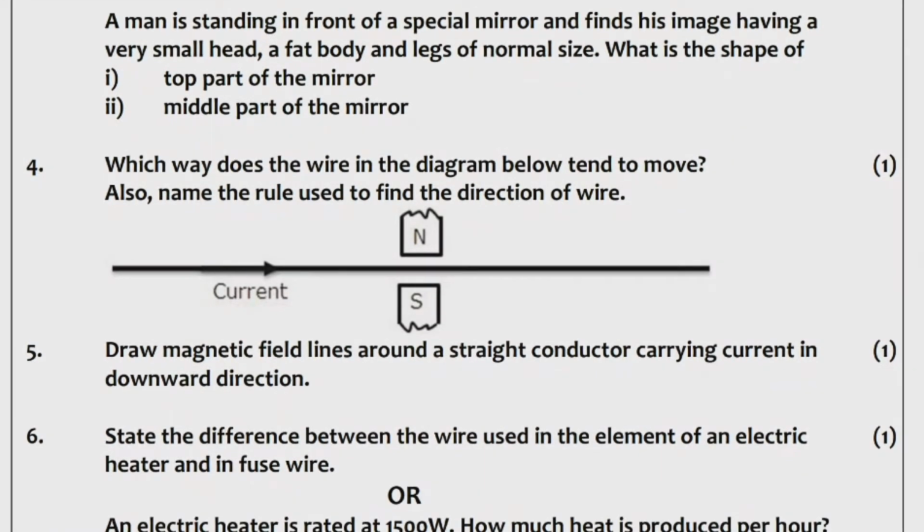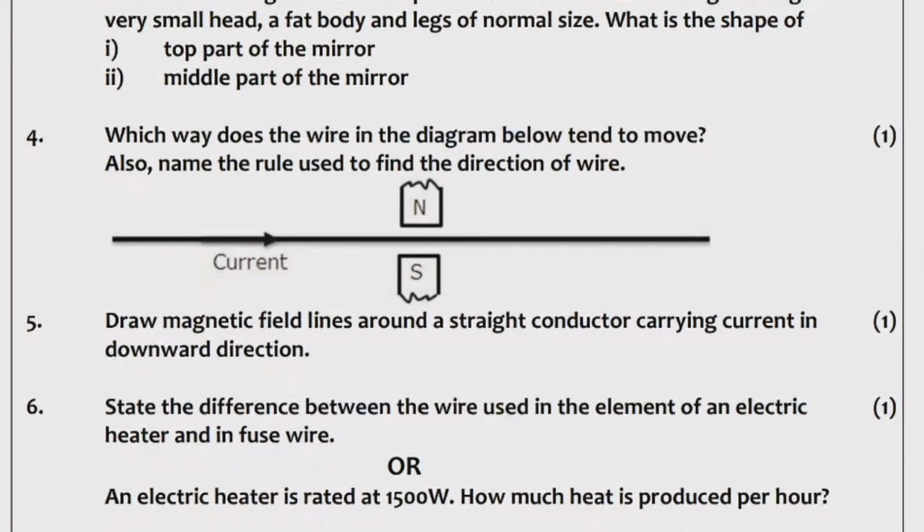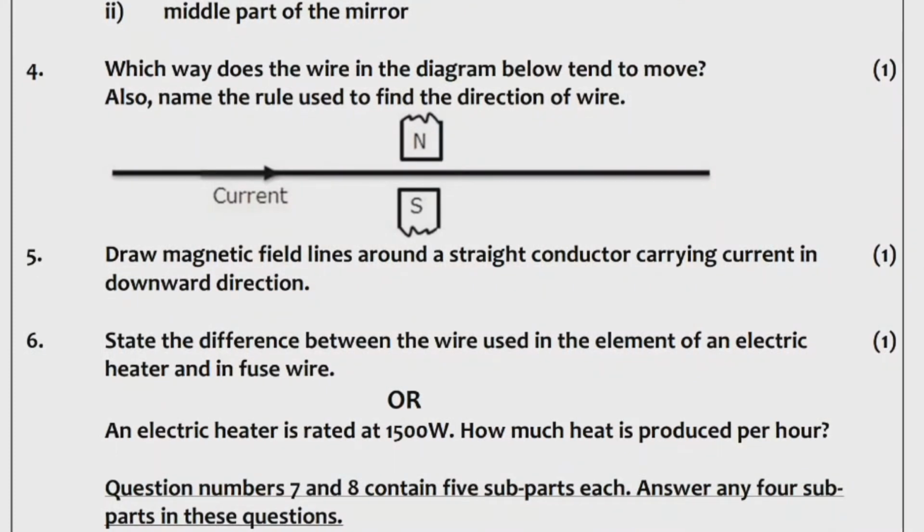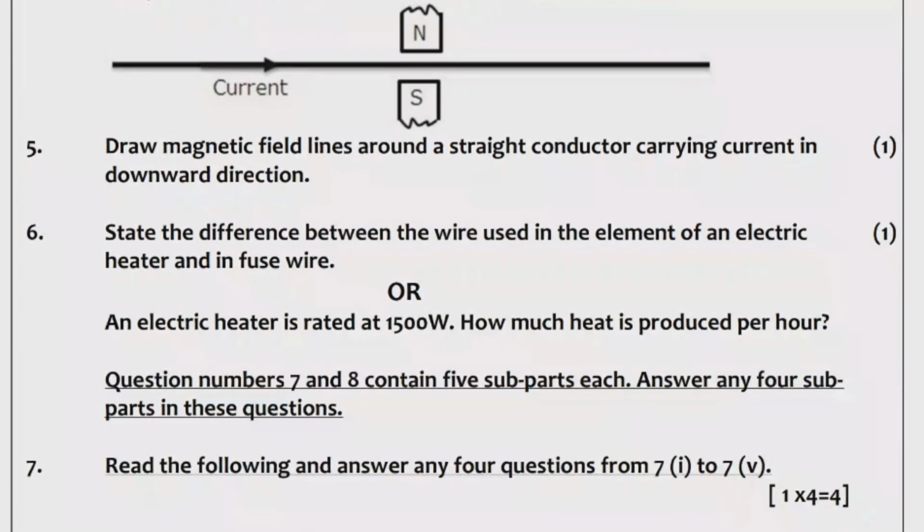6. State the difference between the wire used in the element of an electric heater and in fuse wire. Or, an electric heater is rated at 1500 watt. How much heat is produced per hour? Question numbers 7 and 8 contain 5 subparts each. Answer any 4 subparts in these questions.